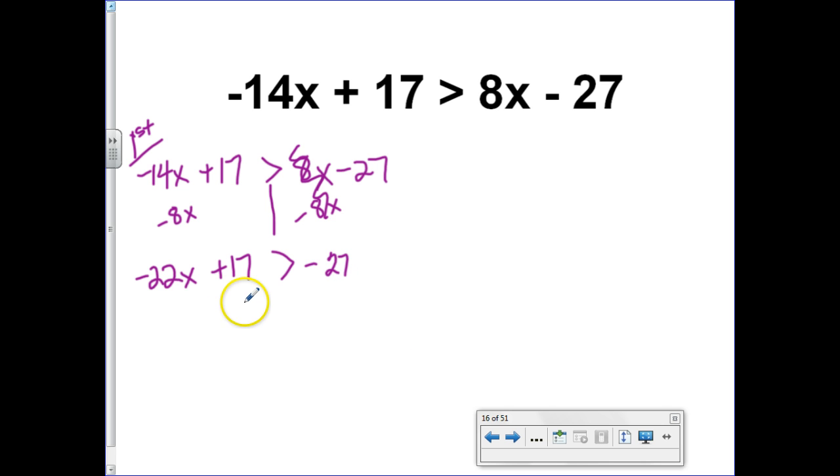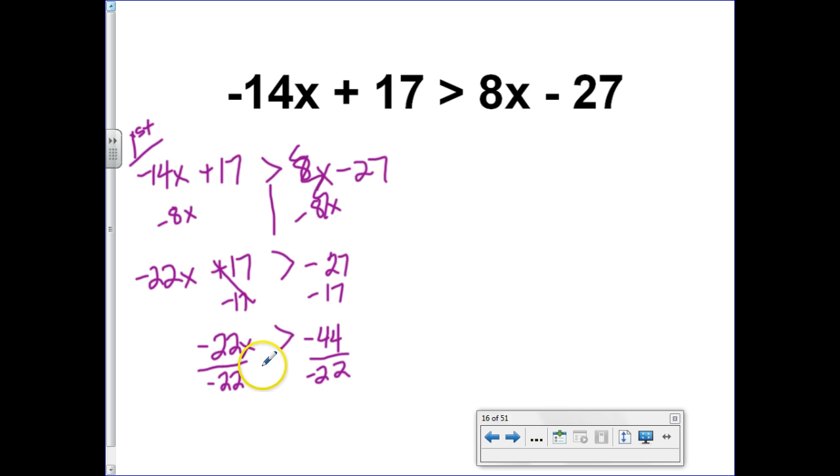All right, now eliminate the 17 by subtracting that from each side of the inequality. This wipes out and goes to 0 because those are exact opposites. And I get negative 44. Then I say I'm almost there. I'm going to subtract, or I'm sorry, divide both sides by negative 22.